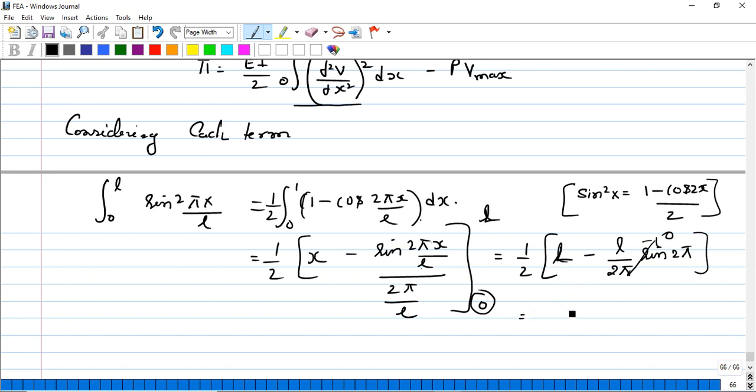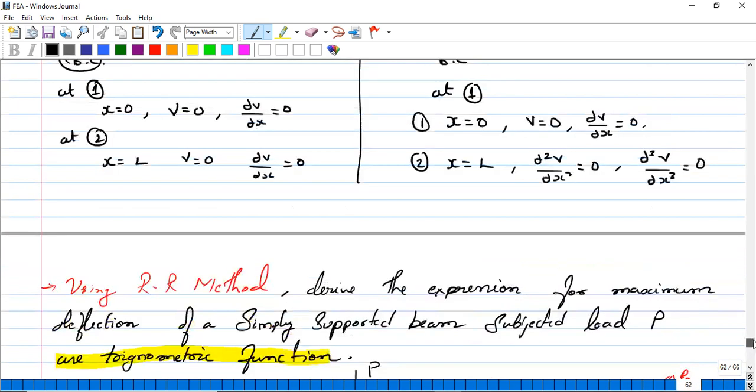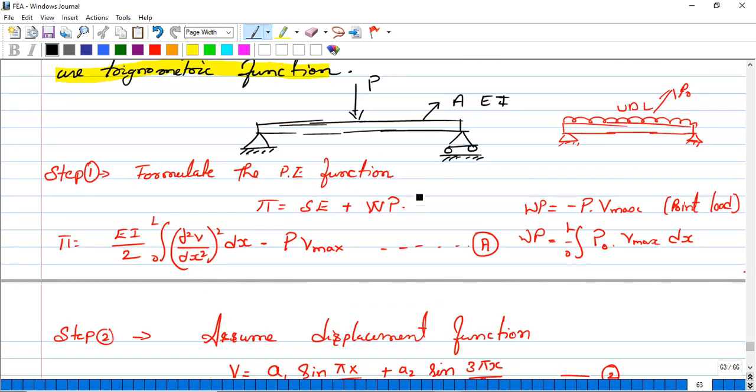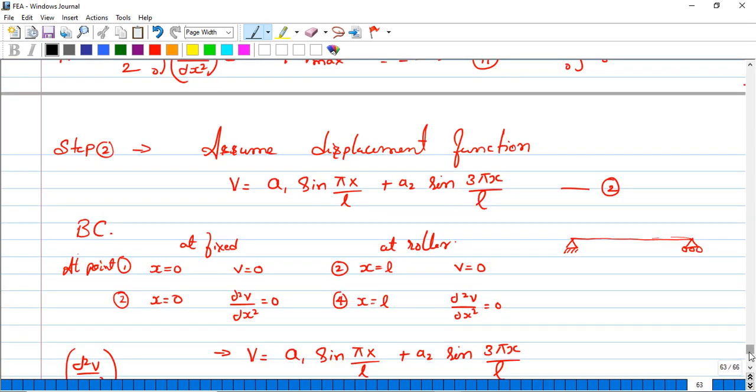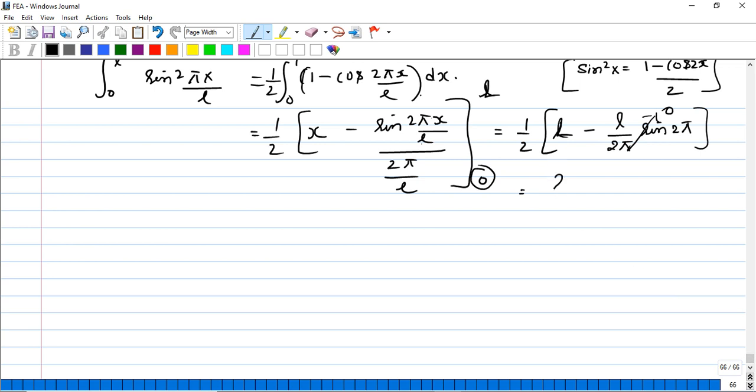The limit is lower case L that we are representing. Why lower case? Because in the problem we consider the complete length as lower case L. If it is uppercase, consider the same. So it will be L by 2. I hope this step is clear. So this is for the first term.